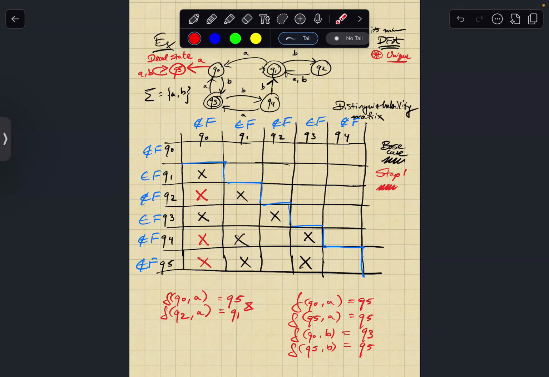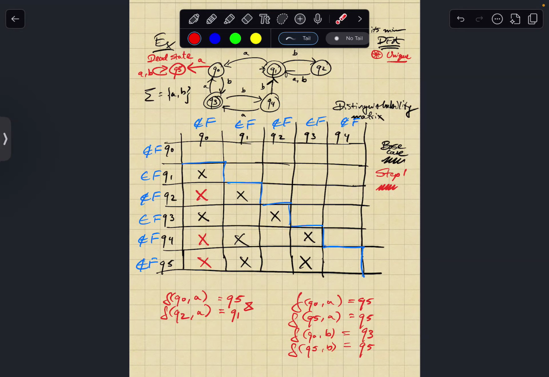Let me do the same thing for Q2 and Q4. Q2 and Q4, when you read an A, you go to Q1 and Q3. That one's unmarked because I just did it, right? What about with a B? With a B, I go to Q1 and to Q1, right? Q1, Q1, indistinguishable from itself. So again, there's no evidence for marking, so this guy is also not going to be marked. Okay, let me finish the whole pass. Sorry, otherwise it breaks the flow.